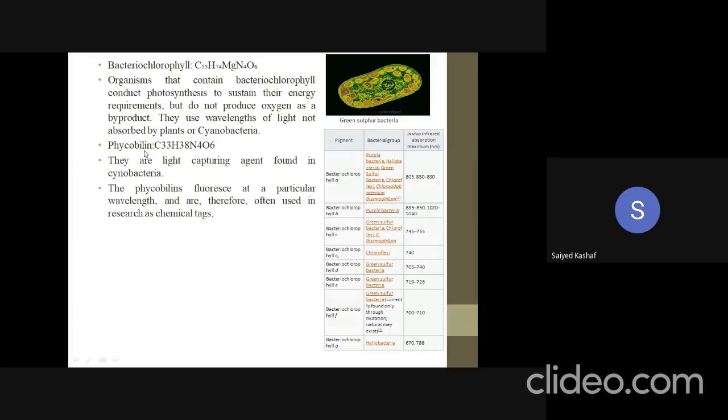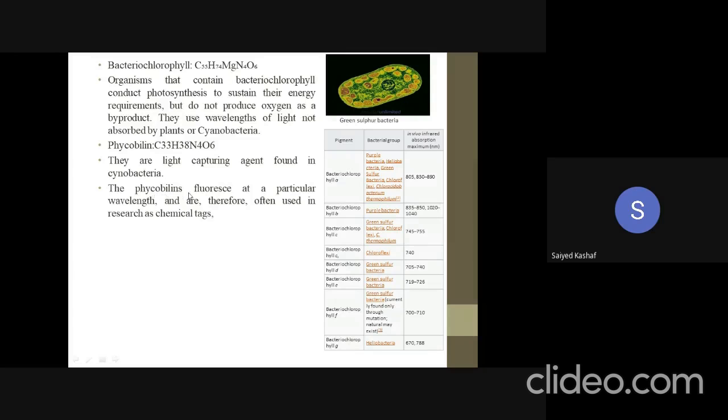And another one is phycobilins. Phycobilins are also light capturing agents and are found in cyanobacteria. Phycobilins are of two types, phycoerythrin and phycocyanin, which are also present in cyanobacteria and red algae. Those two components are also water soluble.